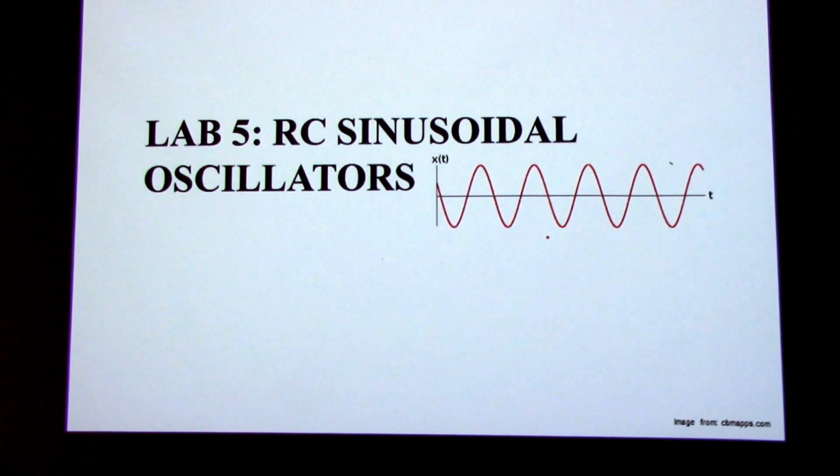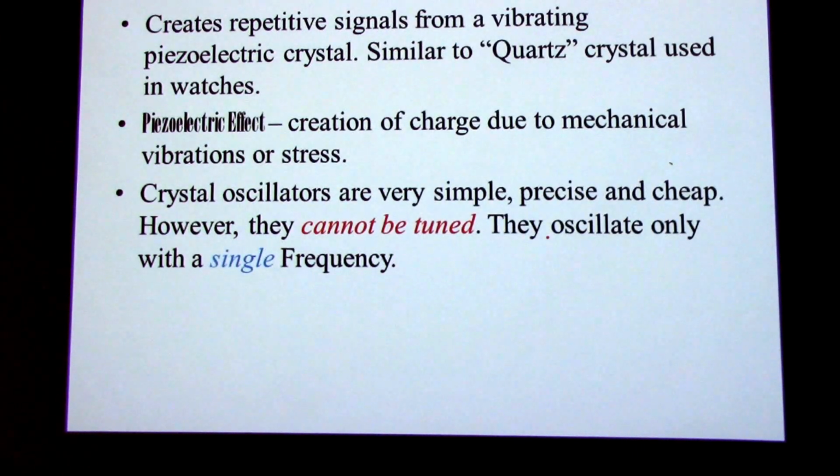Today we are going to talk about Lab 5, which is RC sinusoidal oscillators. Now, before we talk about the oscillator, let's get a very brief idea about crystal oscillators, which have been around for a long time, and we have heard the name crystal oscillator. They are pretty good in some tasks, but they also fail to perform some duties.